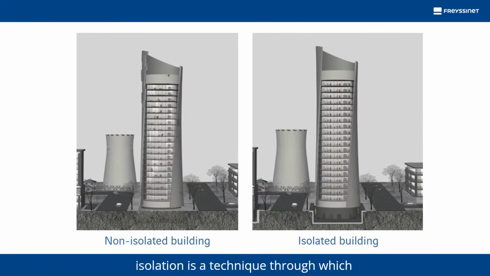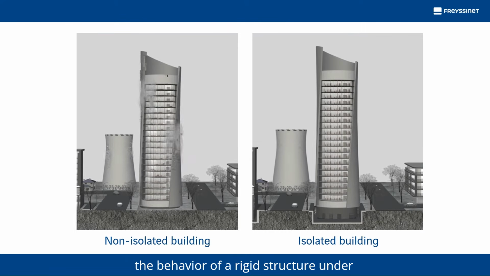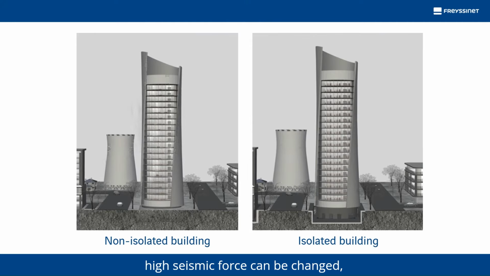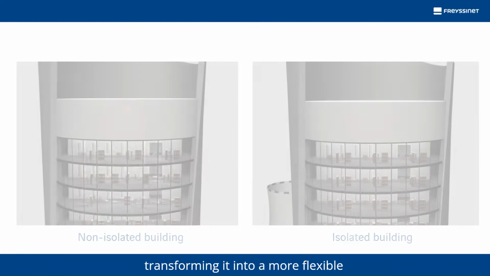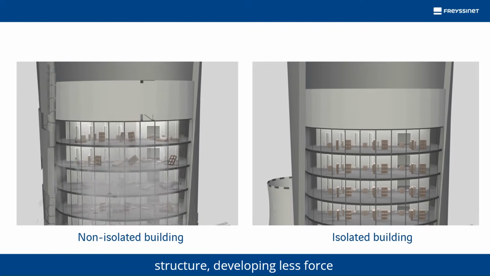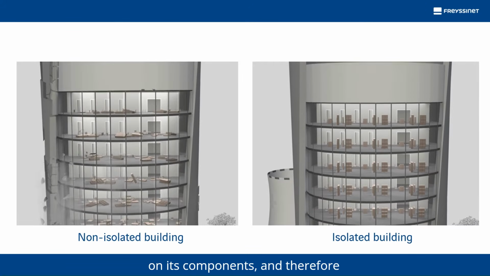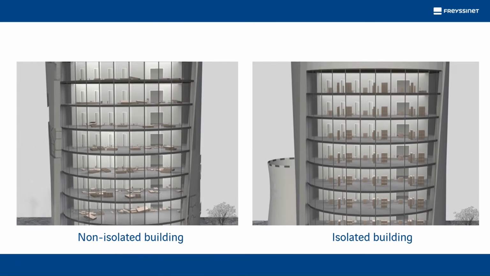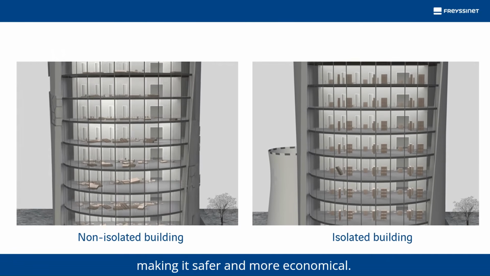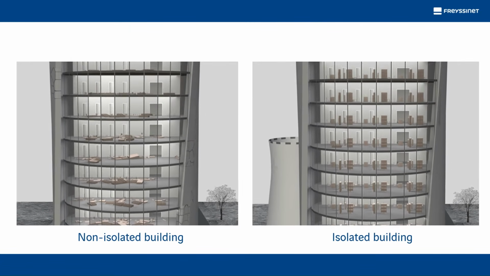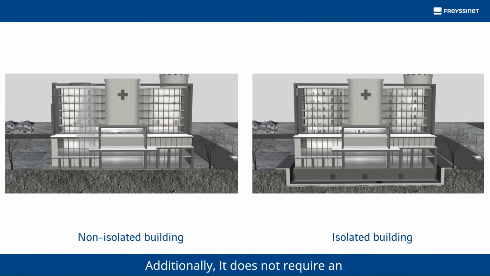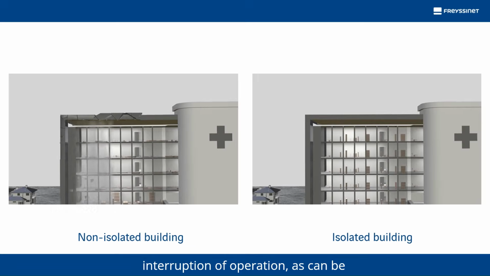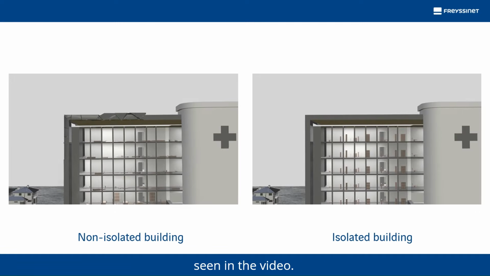Seismic isolation is a technique through which the behavior of a rigid structure under high seismic force can be changed, transforming it into a more flexible structure, developing less force on its components and therefore making it safer and more economical. Additionally, it does not require an interruption of operation, as can be seen in the video.